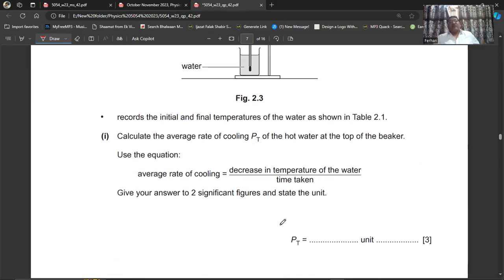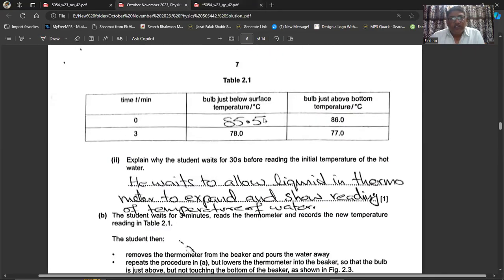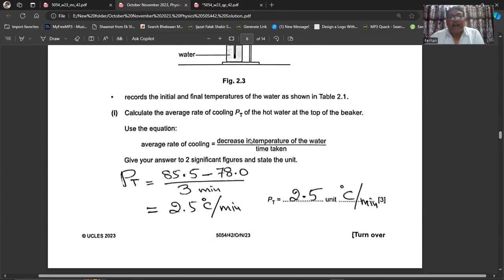Calculate the average rate of cooling, P, at the top of the hot water in the beaker. Use the equation: average rate of cooling is the decrease in the temperature of the water divided by the time taken. So we can find the decrease in the hot water. This is the initial temperature and this is the final temperature of the hot water in the top layers of the water. So you subtract them and divide by the time. You gave it 3 minutes, so you divide by 3 minutes.